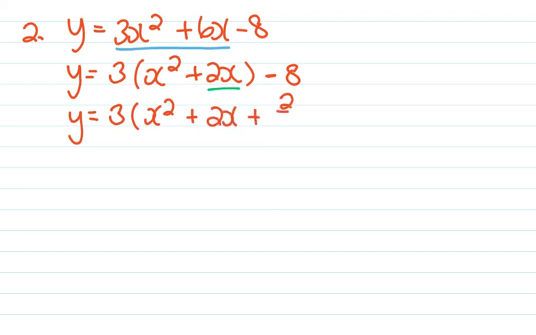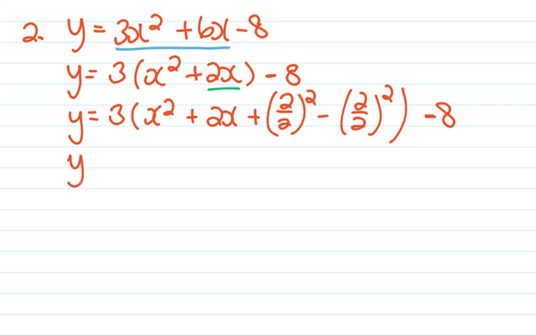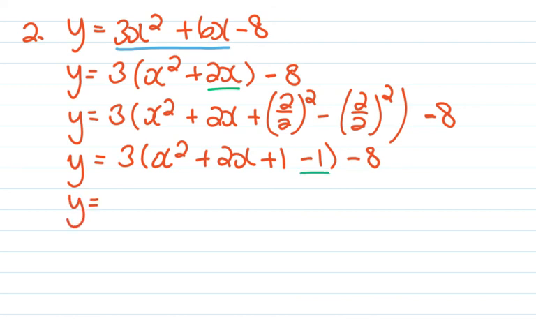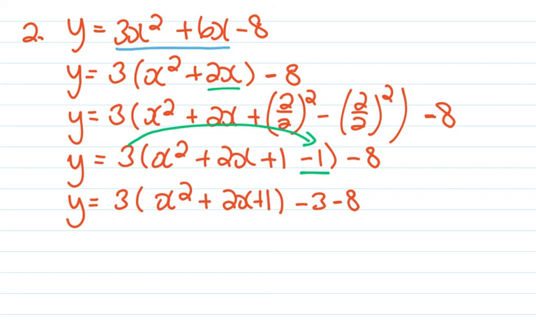y = 3(x squared + 2x + (2 divided by 2) squared - (2 divided by 2) squared) - 8. Okay, now I'm going to simplify those brackets. So 2 divided by 2 is 1. 1 squared is 1. Plus 1 minus 1, bracket, minus 8. Now I'm going to get that last term out of the bracket by multiplying it by the 3. So y = 3(x squared + 2x + 1) + 3 times negative 1 is negative 3, minus 8.